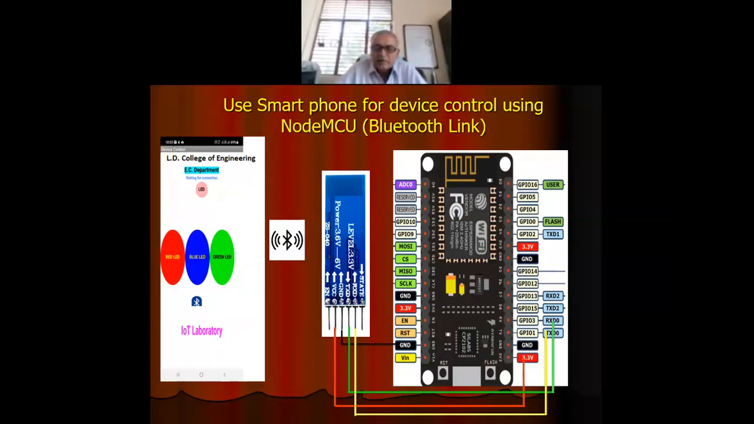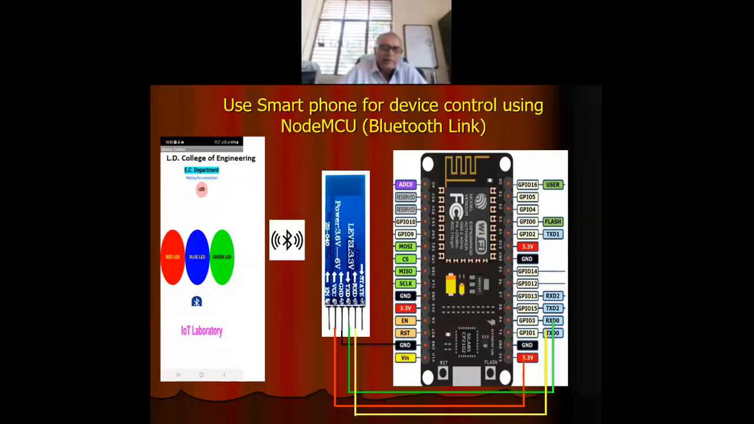If you use ESP32, there is an inbuilt Bluetooth module available, but in Node MCU it is not available. So you have to connect a Bluetooth module like this externally. So RxD is connected with TxD, and the transmit data of Bluetooth is connected with the receive data of Node MCU. So it is called a null modem configuration. 3.3 volt. So this is how you have to connect the Bluetooth module.